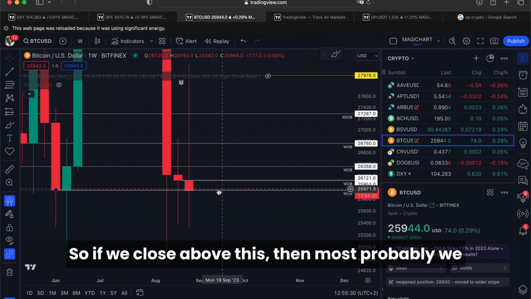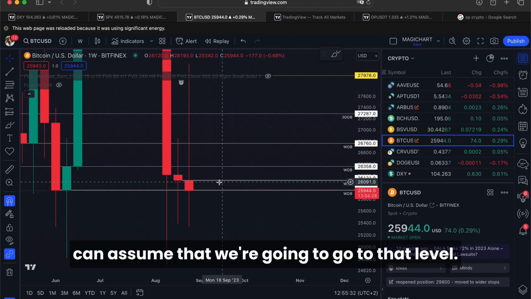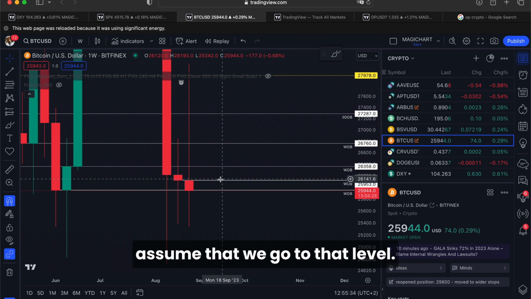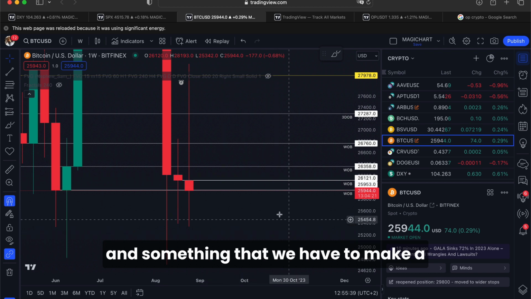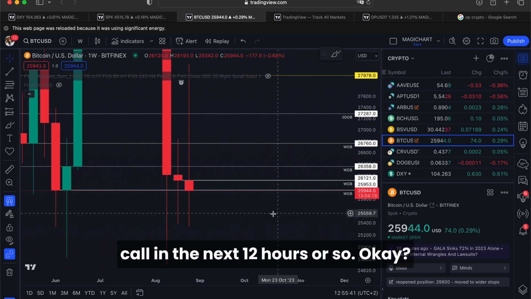So if we close above this, then most probably we can assume that we're going to go to that level. If we close above that, we're going to assume that we go to that level. So this is something that we have to monitor and something that we have to make a call on in the next 12 hours or so. Okay.